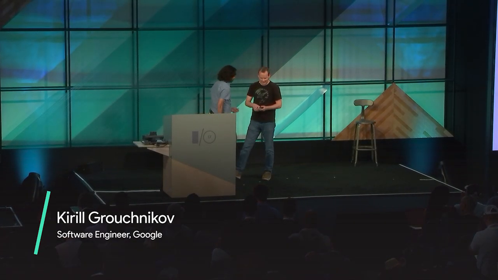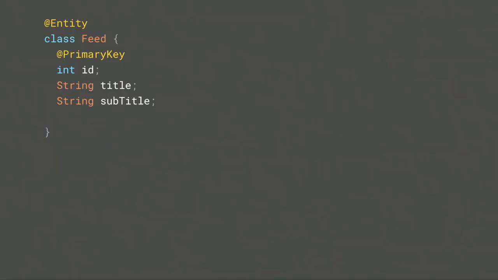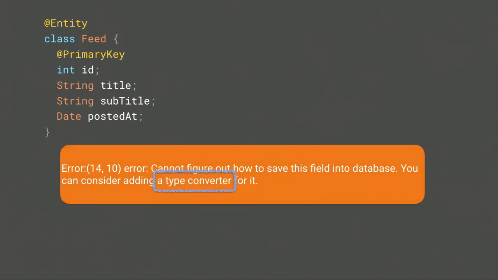Right. Thank you. So let's talk about something a little bit more interesting. Going back to this feed object that has one ID integer field and two strings, these are primitive types that are directly supported by the underlying SQLite database. What happens if we want to add a field of a type that is not directly supported by SQLite, such as Java util Date? In this case, at compile time, Room is going to tell us, well, I can't really figure out how to save this. You need to help me out.